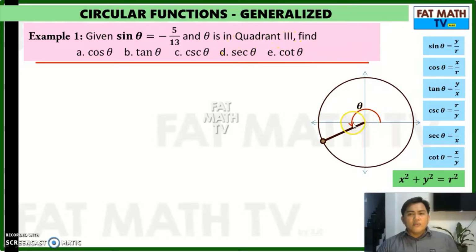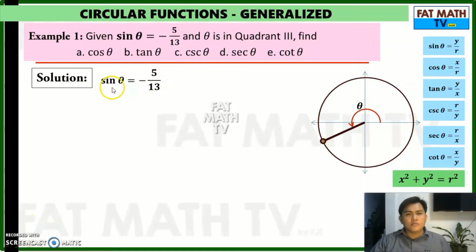So we don't know the exact value of theta. We just know that the terminal side is in quadrant 3. So it looks like this. And the sine of theta is -5 over 13. Okay. So since sine of theta equals -5 over 13, so sine of theta is -5 over 13.